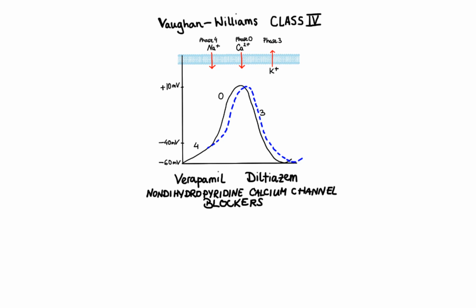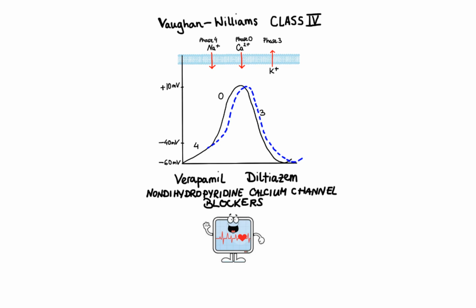Unlike dihydropyridines, which act primarily in the periphery causing vasodilation, non-dihydropyridines are much more selective for the myocardium and therefore they show antiarrhythmic actions. Verapamil and diltiazem are most commonly used in treatment of supraventricular tachycardia and atrial fibrillation.